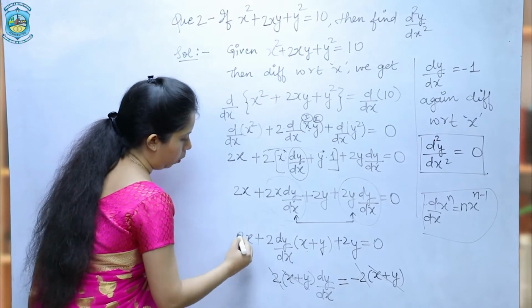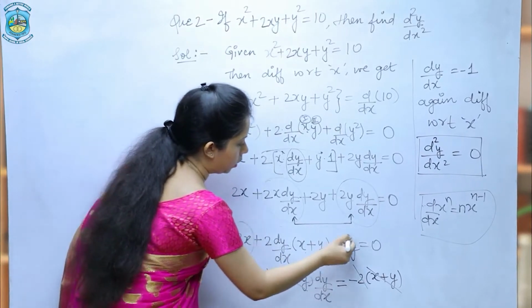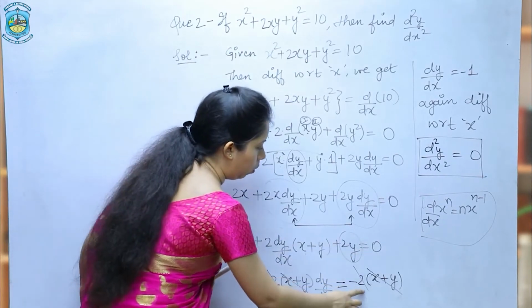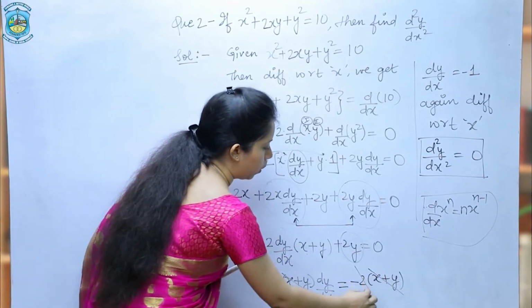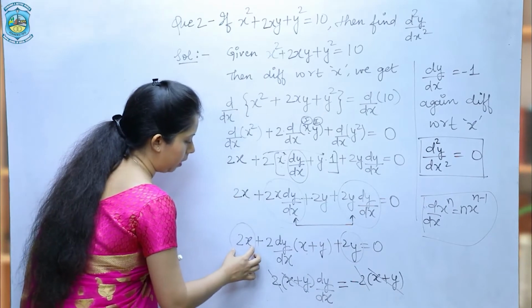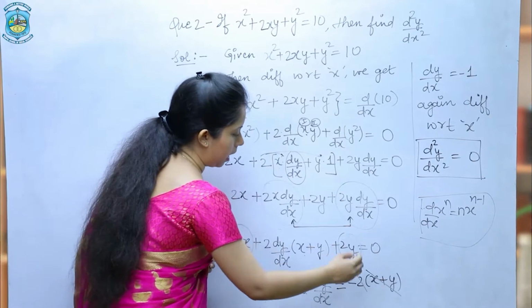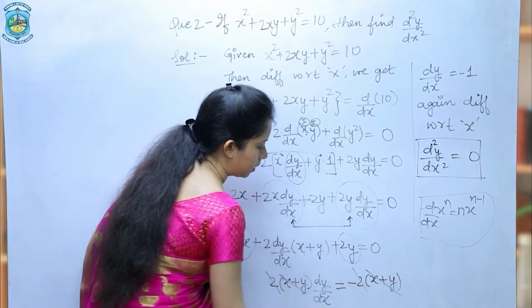Now from here we will shift this 2x and 2y to the other side. So that would become minus of 2x plus y. I have taken minus 2 as common, since here we are having plus of 2x and plus of 2y. So when we shift it to the other side, that would become minus of 2 into x plus y.